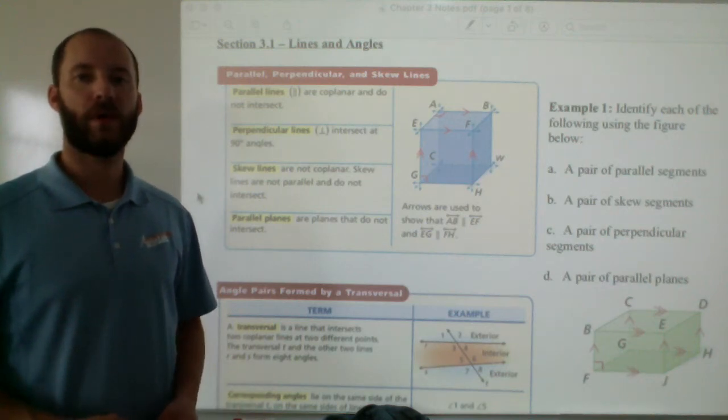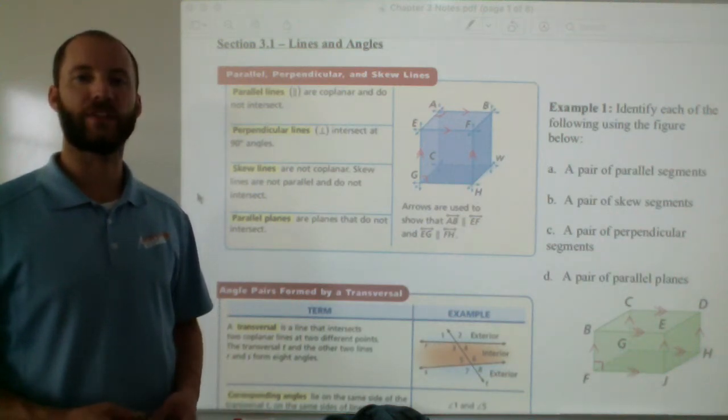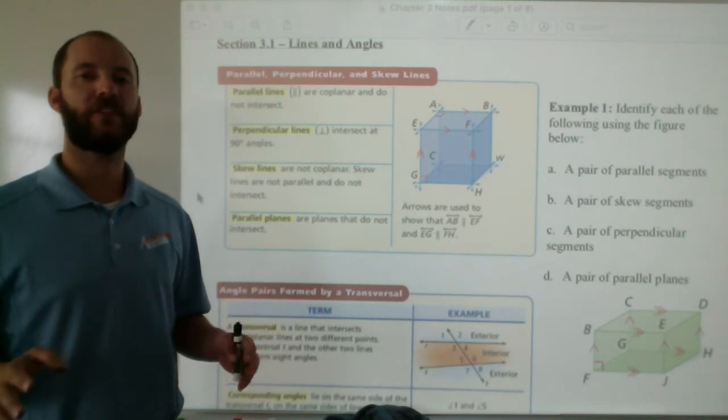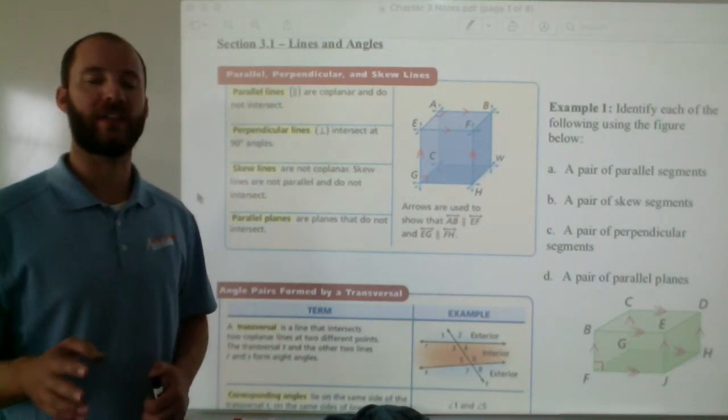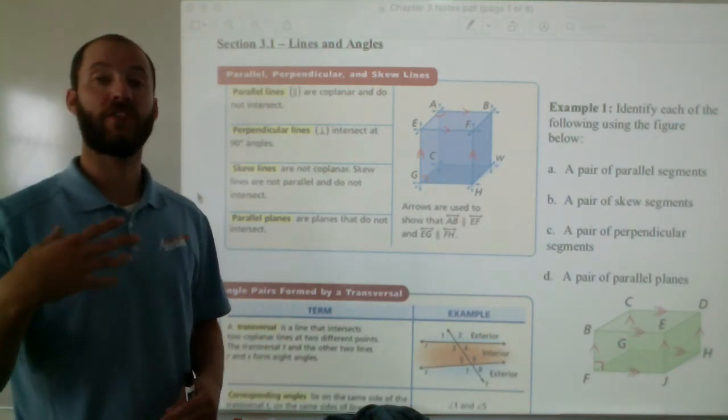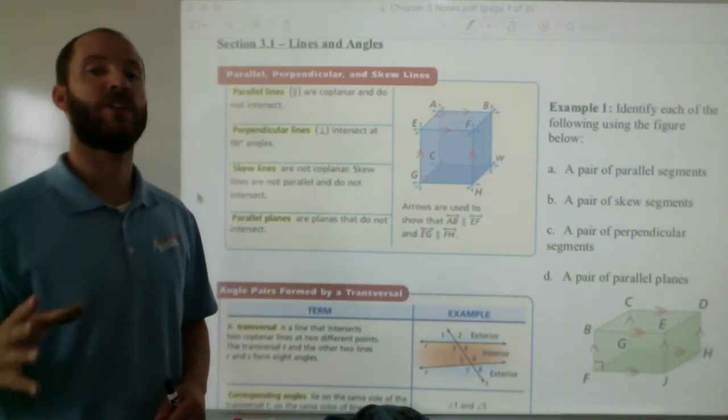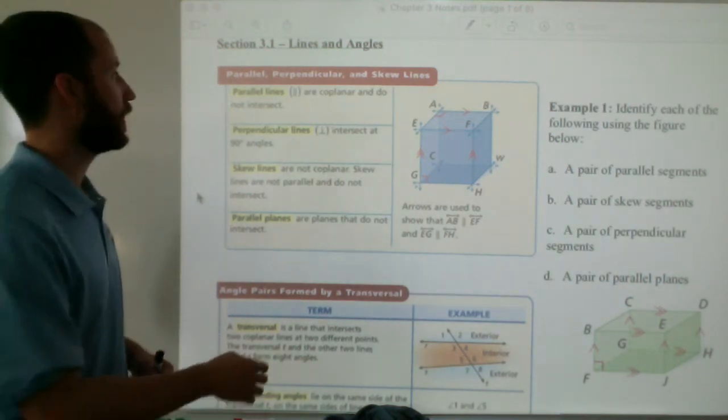Section 3.1, lines and angles. So looking at a lot of definitions, making sure we're all on the same page using common vocabulary, and that when we say certain words, everyone knows what we are talking about.